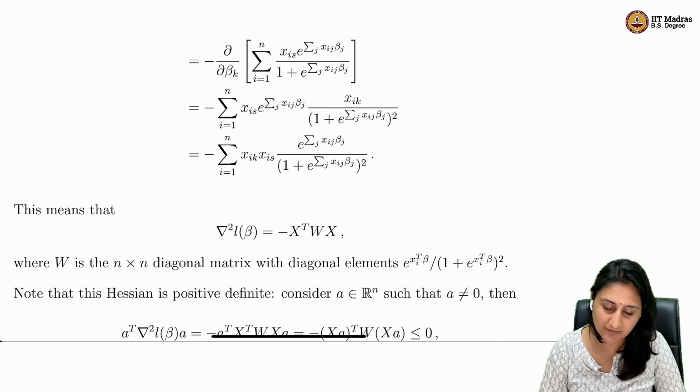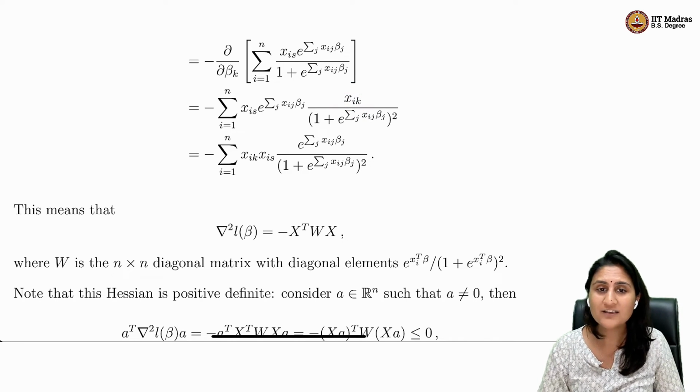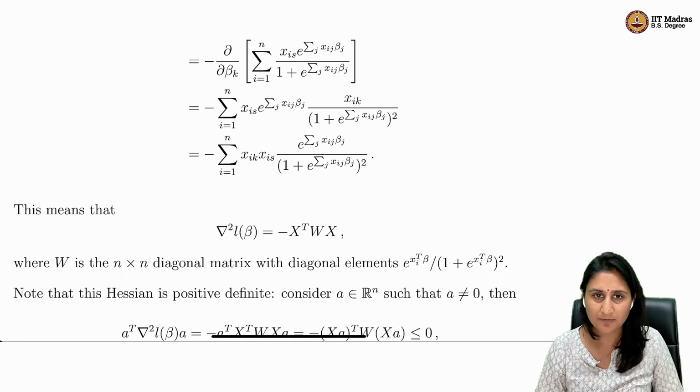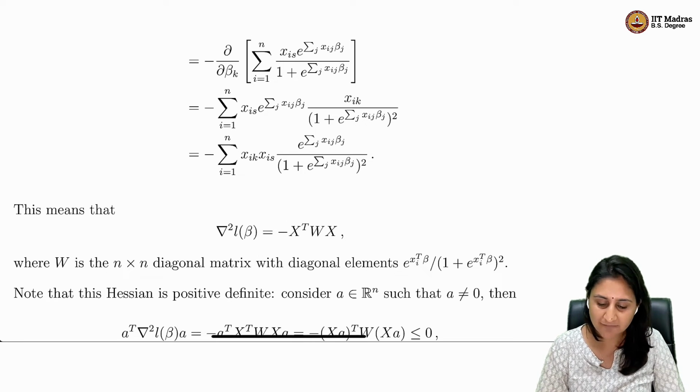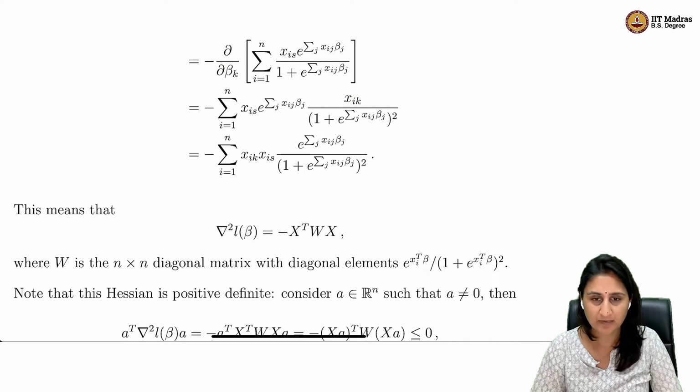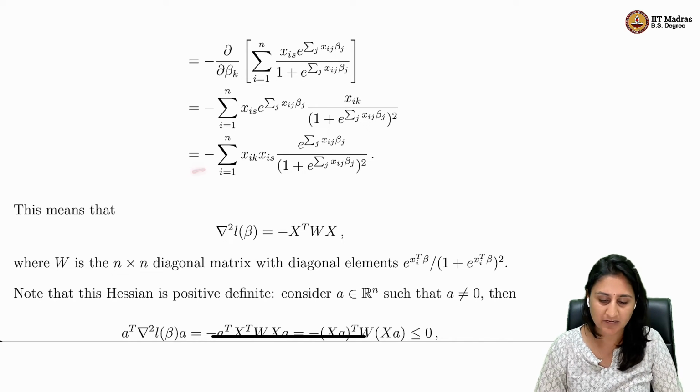look at the constant next to e to the power beta k, and that is nothing but just xik. Again, all the other terms go away, become 0. The only expression that's left is the one whose derivative we're taking. Right? That's the only expression that's left. So I just get xik. So finally, I get a minus on the outside, summation i going from 1 to n, xik, xis, e to the power this summation divided by 1 plus e to the power this summation, whole squared.